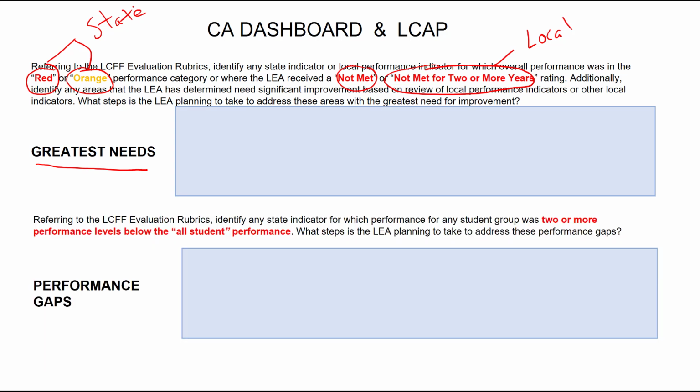Now the other area besides greatest need is performance gaps. And we're going to go and study this, but basically if a student group was 2 or more performance levels below all student performance, that's a performance gap. And so that would be information that could help drive your improvement efforts. So that's how it's related into LCAP.